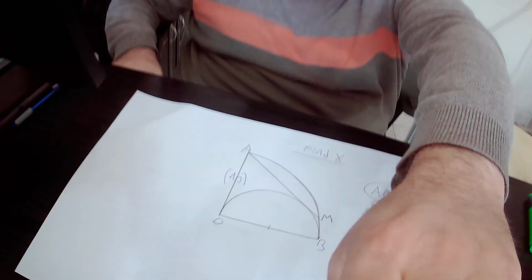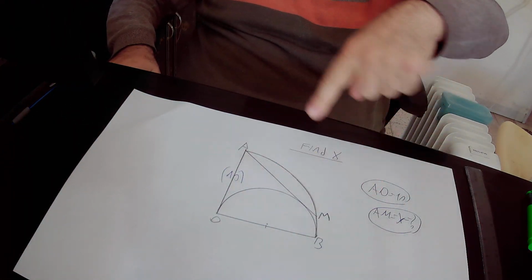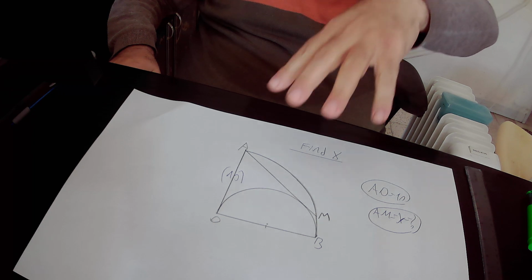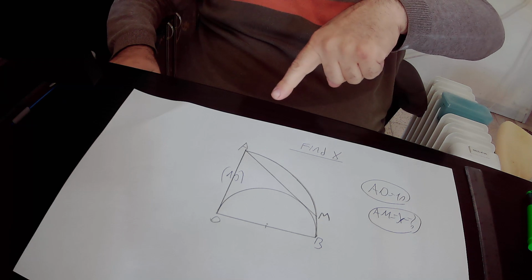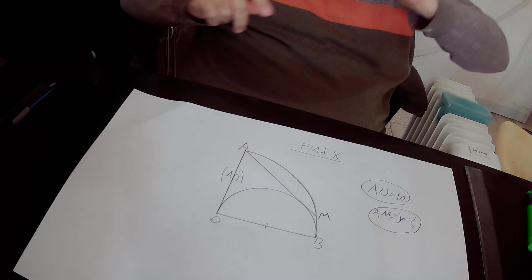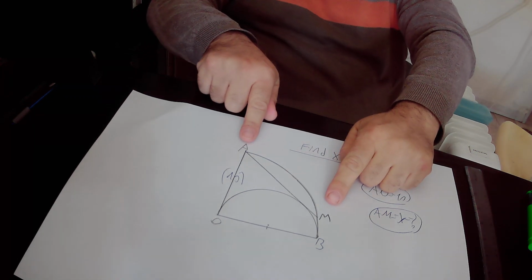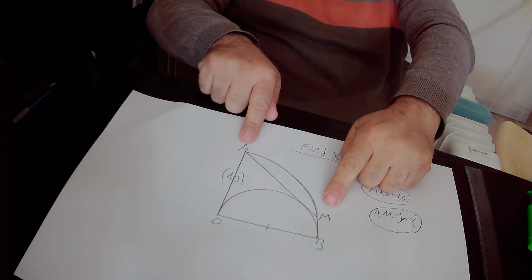Now, in this lecture, we find out the length of line segment X. In the drawing, you have a quarter circle, AOB is a quarter circle. Inside this quarter circle, we have this semicircle. In addition, we know that line segment AO equals 10 units in length. Our mission is to find the length of this line segment AM, that is equal to X, according to what is given as the question.